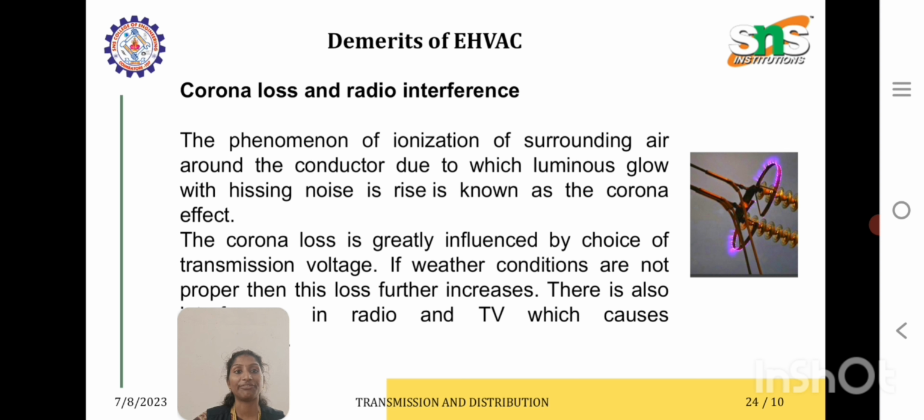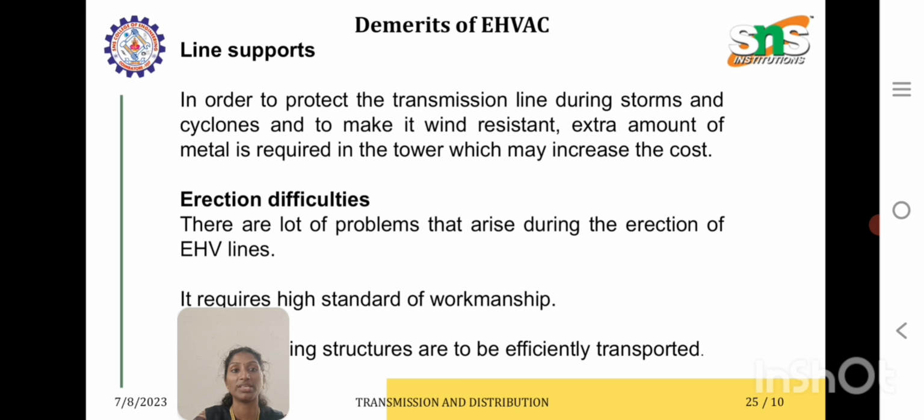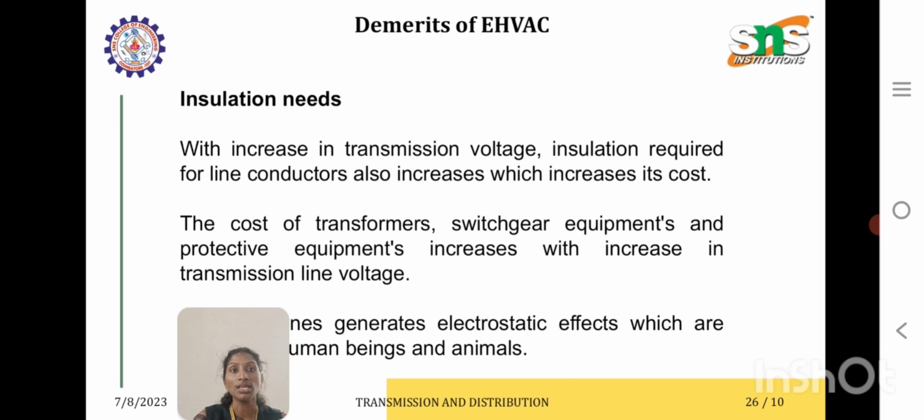Radio interference and corona loss are greatly influenced by the choice of transmission voltage. If weather conditions are not proper, or there are radio and TV signals, these are demerits of the extra high voltage AC system. These all cause disturbance to the transmission. Some of the other disturbances are line supports and erection difficulties. When we work with high voltages, the workmanship is very important because we have to work safe when we work on transmission lines.